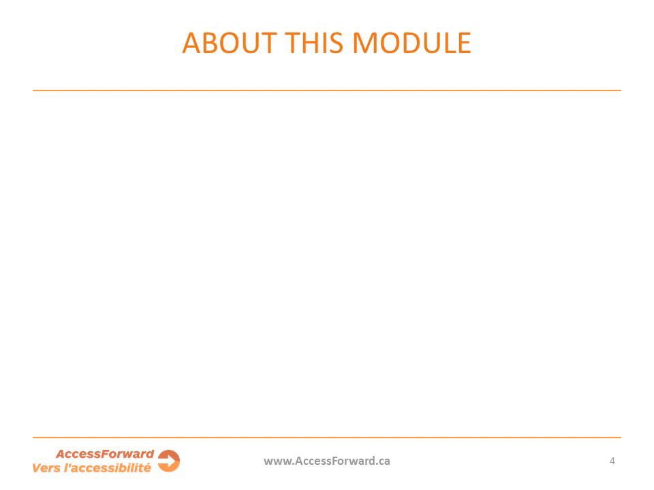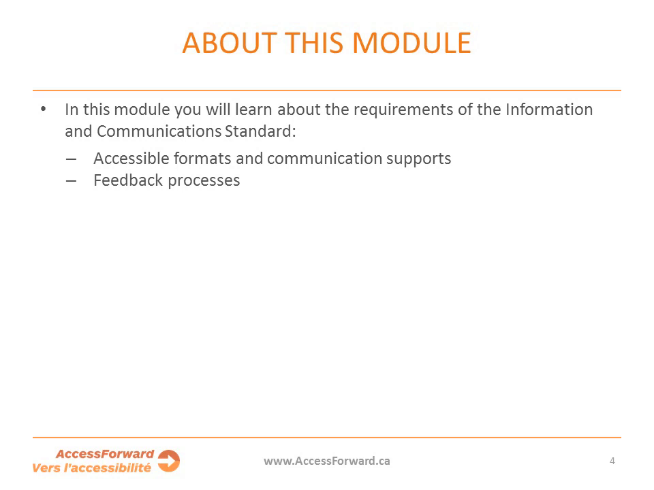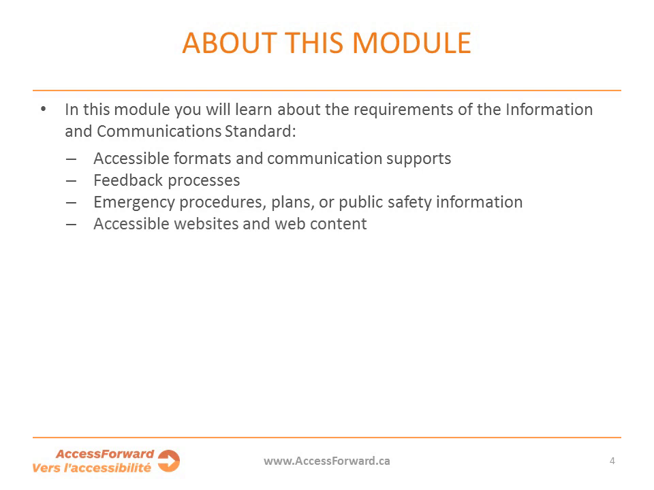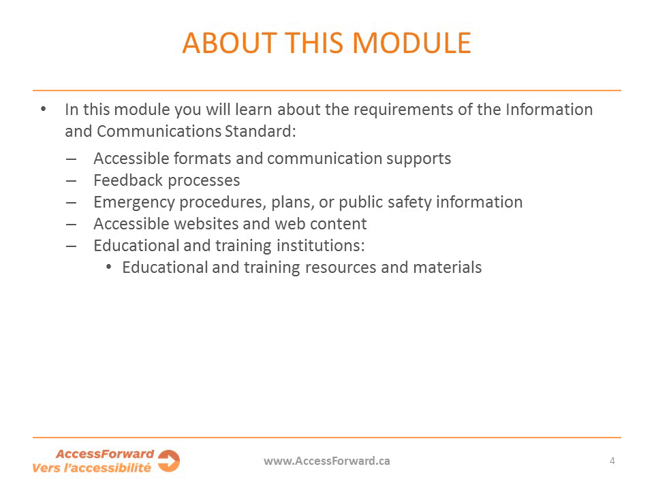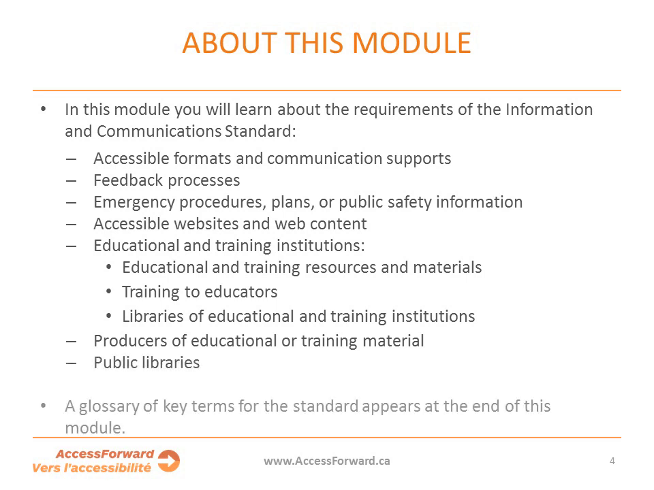About this module. In this module, you will learn about the requirements of the Information and Communication Standard, accessible formats and communication supports, feedback processes, emergency procedures, plans or public safety information, accessible websites and web content, educational and training institutions, educational and training resources and materials, training to educators, libraries of educational and training institutions, producers of educational or training material, public libraries. A glossary of key terms for the standard appears at the end of this module.